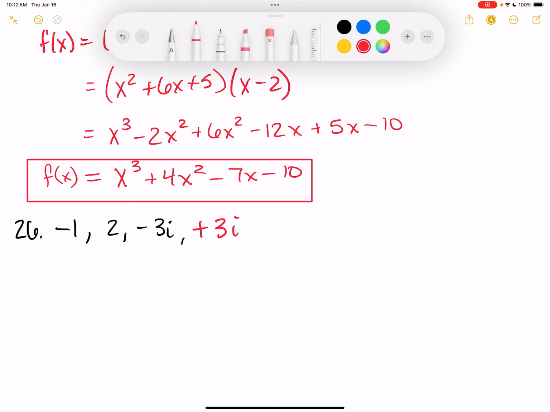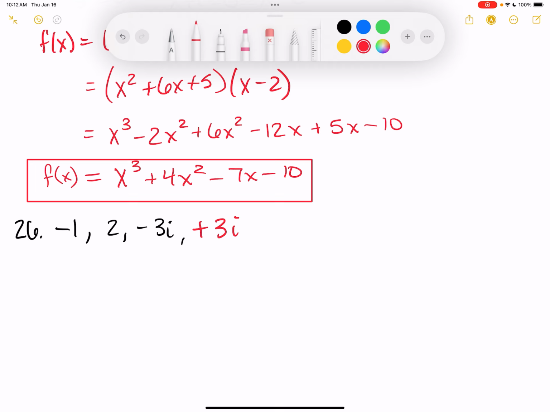Okay. Any idea as to why if negative 3i is a zero, then positive 3i has to be? Because it's imaginary. If it's squared, it's negative, right? No, let me rephrase. How do we get an i? You take the square root of negative 1. What happens when we take the square root of something? It's plus or minus.